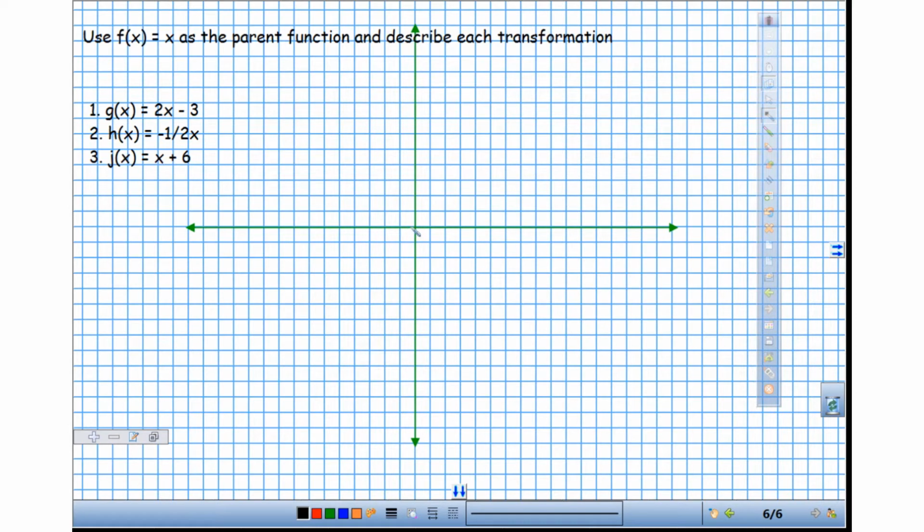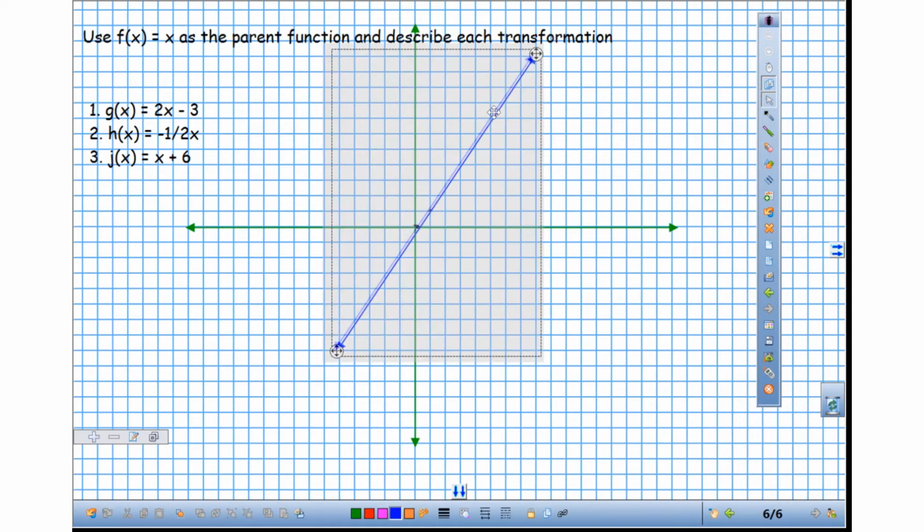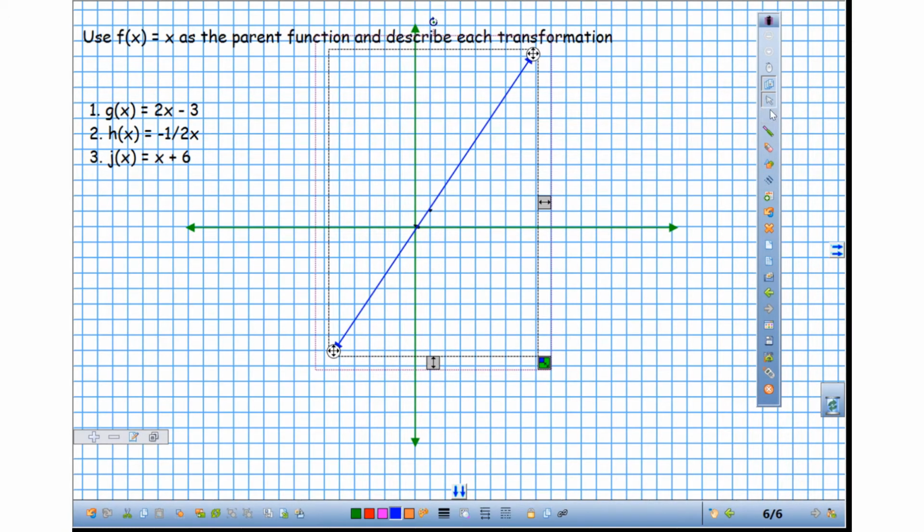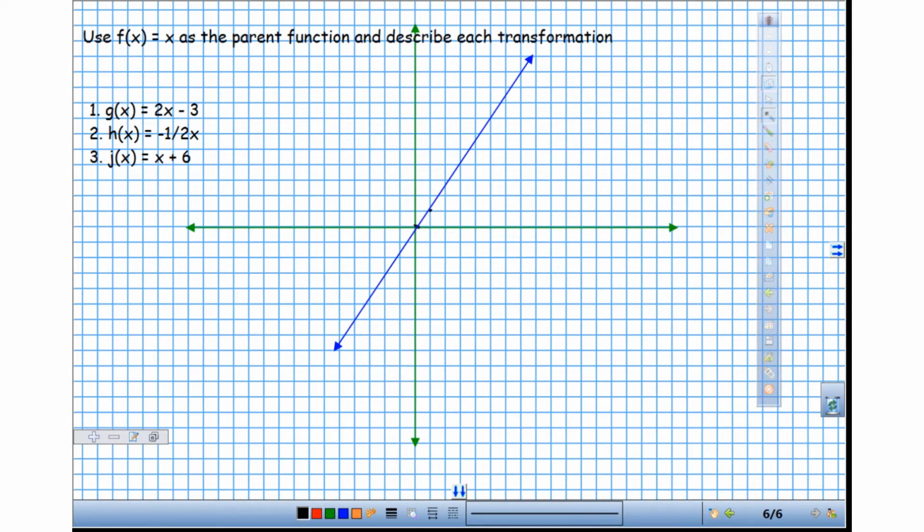So that means it would start at 0 and it would go up 1 and over 1. Okay? So you'd have a line that does something like that. And so let's go ahead and graph that line. There's my parent function. Okay? So I have my parent function, which is, again, y equals x, or f of x equals x. And what we're going to do is graph these other functions and just look at them and see what happens, okay?